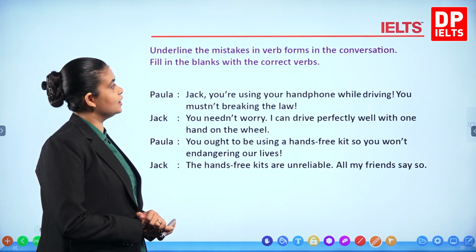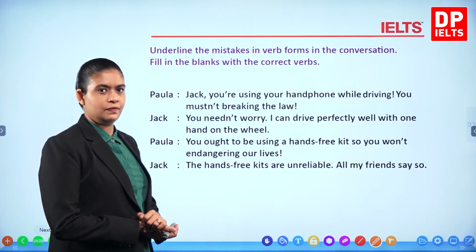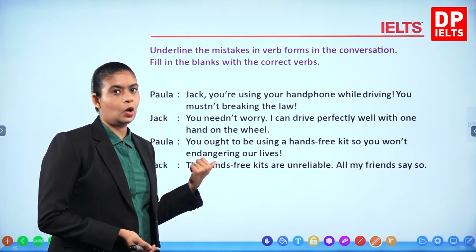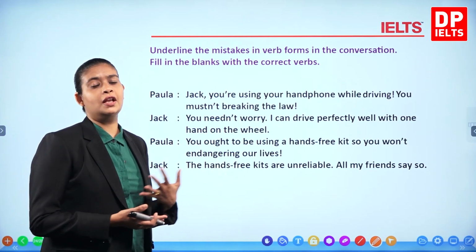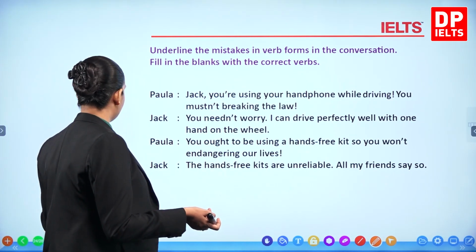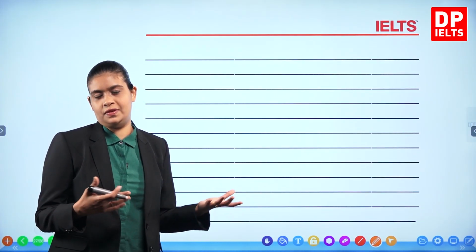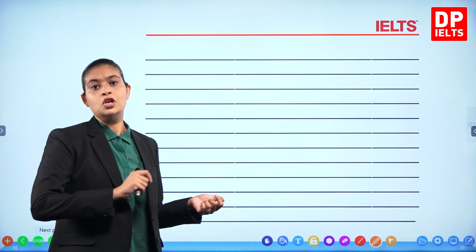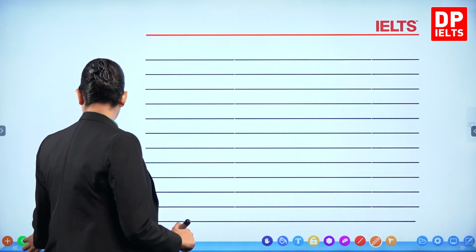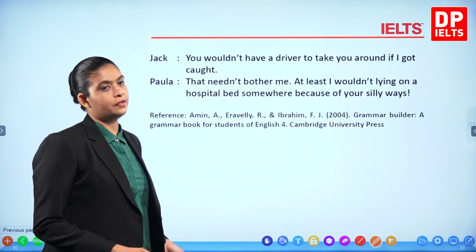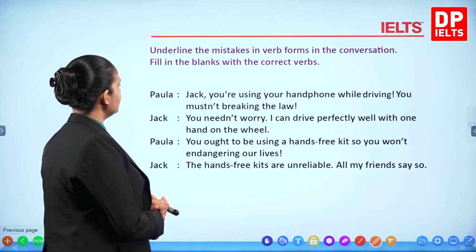Underline the mistakes in the verb forms in the conversation. Fill in the blanks with the correct verbs, right? So here in the conversation between Paula and Jack, there are some incorrect verb forms. What you have to do is rewrite them in the gaps. So you don't have gaps obviously at home. You don't have this structure. So in your notebook, write the correct form, right? Please bear in mind that this is an extract from Grammar Builder. Let's have a look at it.